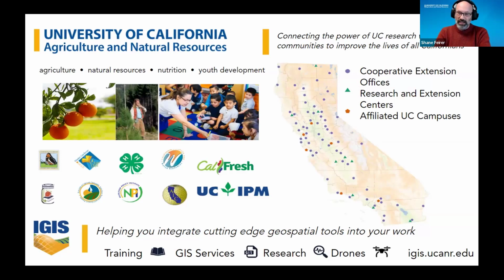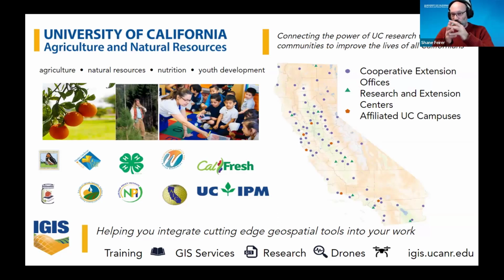We are Cooperative Extension. We are Master Gardeners, 4-H, California Naturalists, CalFresh, IPM, Integrated Pest Management, and a bunch of other programs. And IGIS is one of those programs. That's who we are. And I just want to look at the map here on the right-hand side.